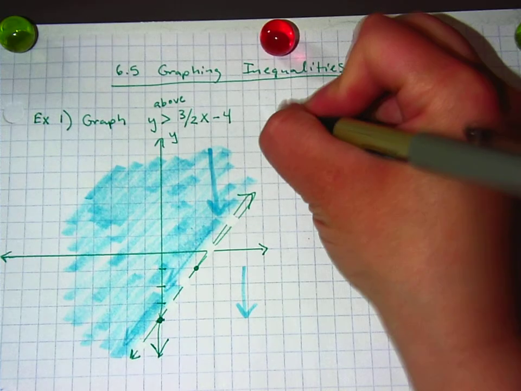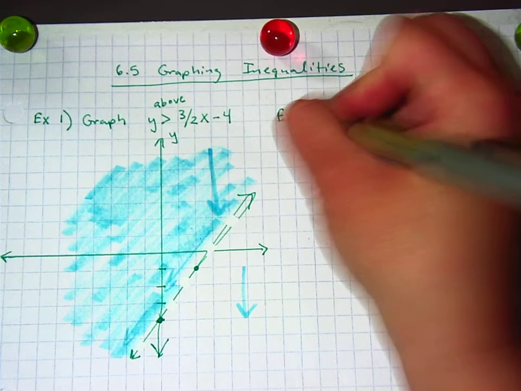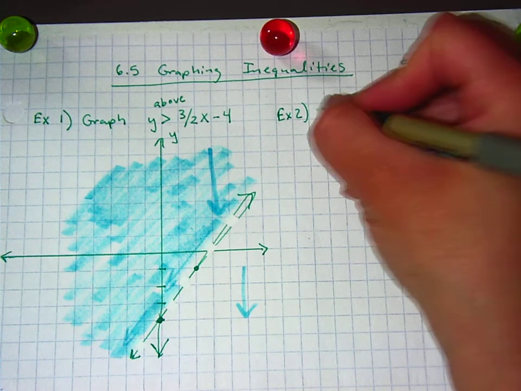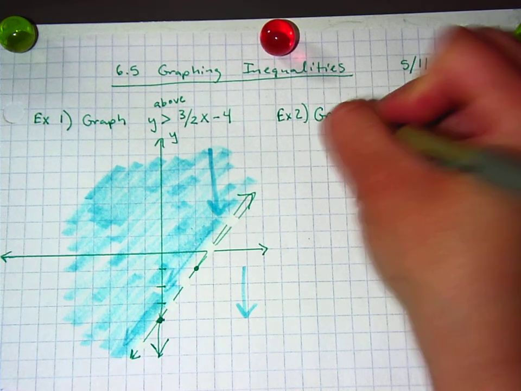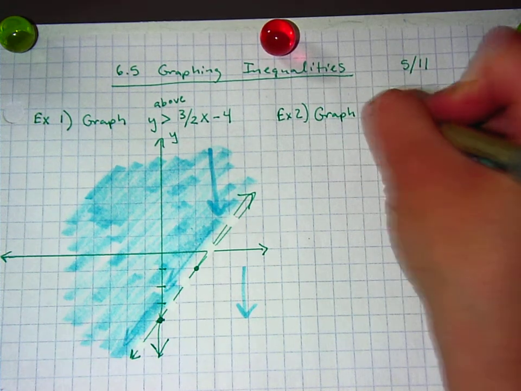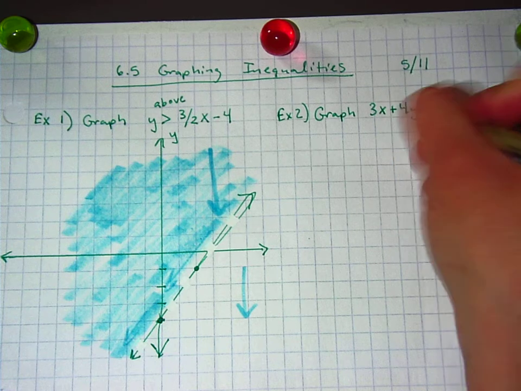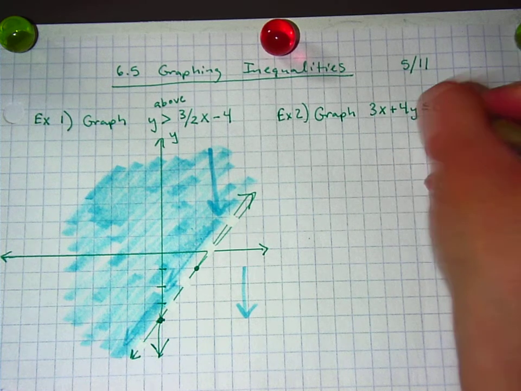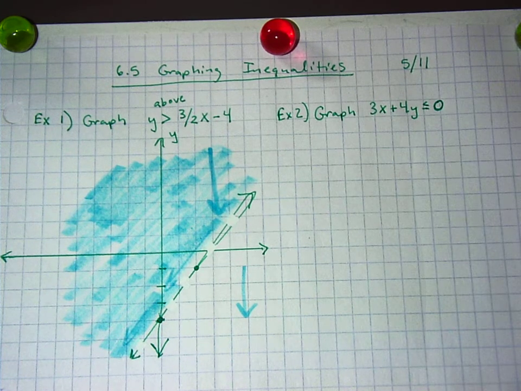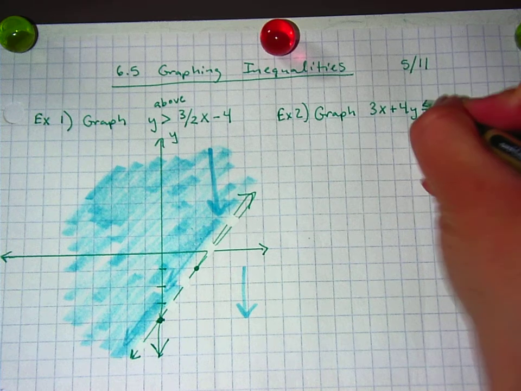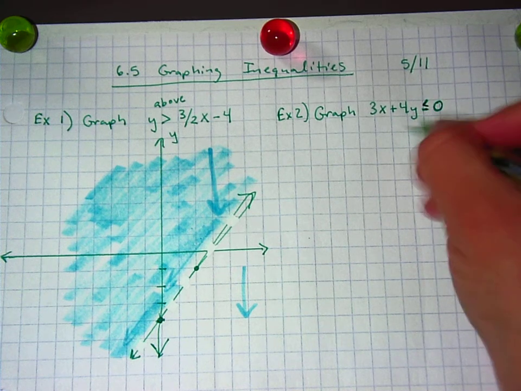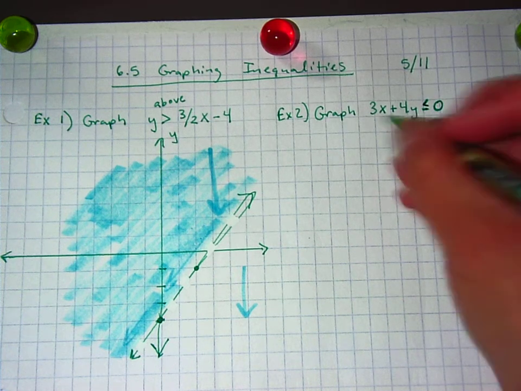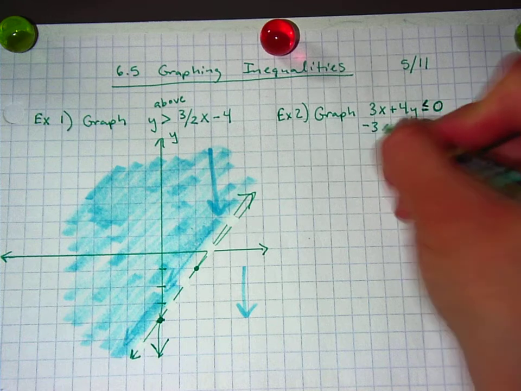Example 2. However, sometimes in your homework, just like now, you're going to have a line that doesn't look like y equals mx plus b, which means that we need to make it look like y equals mx plus b. So I'm going to try to get the y by itself here on the left and move everything else to the right.